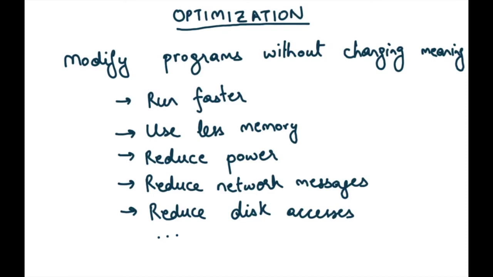All right. The next phase of a compiler is optimization, where a compiler modifies the program without changing the meaning. Right? So that's important. Without changing the meaning. Because if it changes the meaning, that would be an incorrect compilation. And why does it modify the program? Well, either because the modified program runs faster, or it uses less memory, or it reduces the power consumption of the program, or reduces the network messages, reduces disk access, and so on. So depending on the environment, there could be different metrics, and the compiler may want to modify the program to optimize for that particular metric.